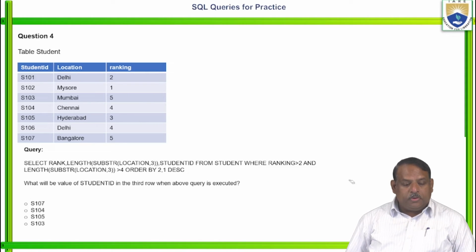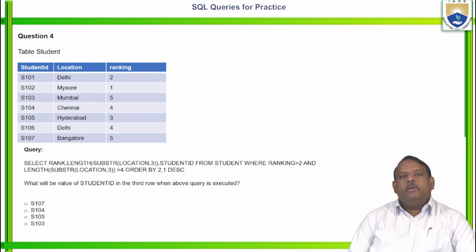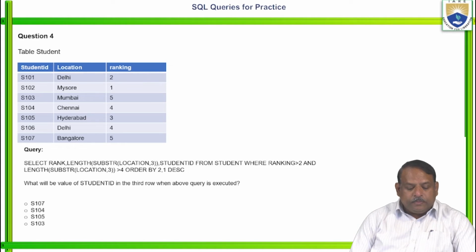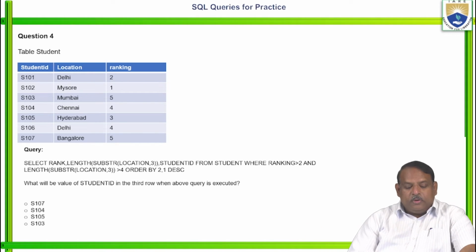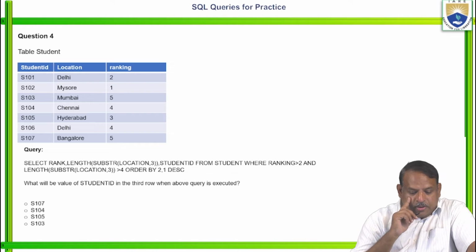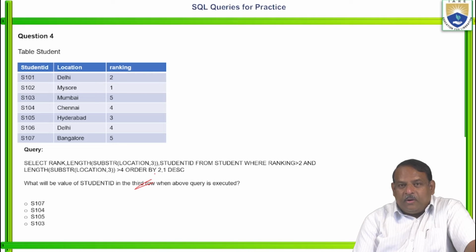Now we'll go to the next question, fourth question. Again, a student table is given, having 3 columns, 7 rows. Here also it's a little complicated question. The question is about length and substring. We'll try to solve this. Nothing to worry. Here again, they want to find out the value of the student in the third row. So we need to identify what is the value in the third row for student ID.